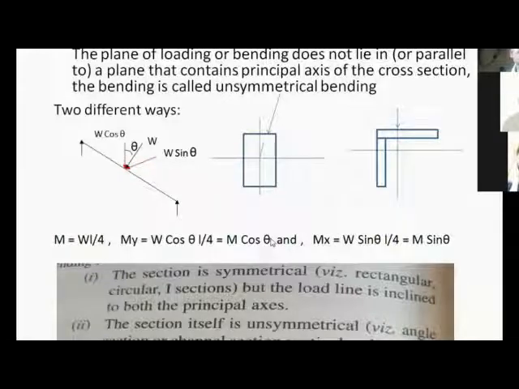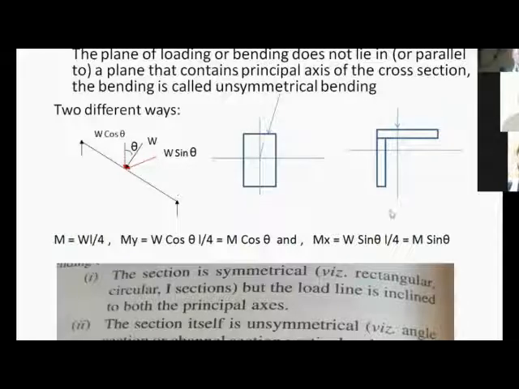So M cos theta is the vertical component, and similarly W sin theta into L by 4 causes bending in the horizontal direction. So W cos theta causes bending in the vertical direction like this, and W sin theta causes bending in the horizontal direction like this. Okay, so W cos theta causes bending moment about the horizontal axis, and W sin theta causes bending moment about the vertical axis. So these two moments you'll have. One is about the x-axis, the other one is about the y-axis.